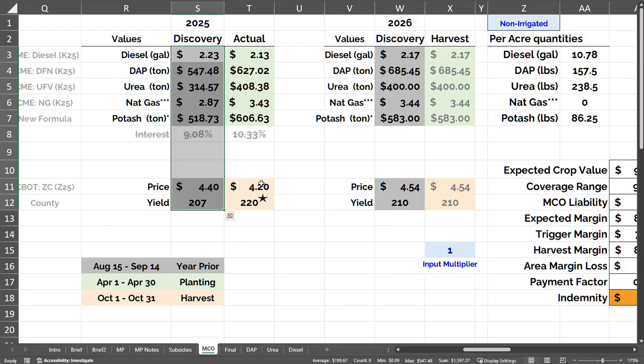At 440, we would have had some increased costs. You can see DAP was cheaper in the fall than it was in the spring. Urea was cheaper in the fall than it was in the spring. Same with nat gas. So overall costs would have increased.